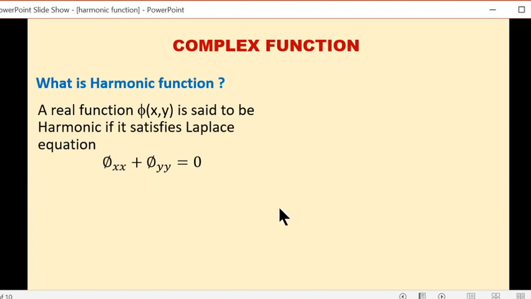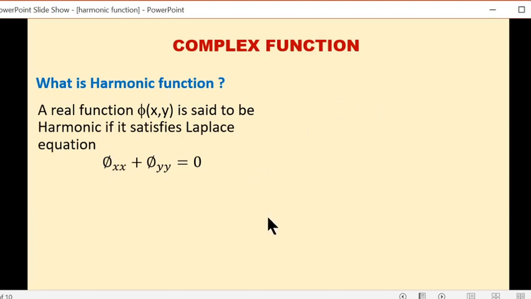This Laplace equation is in which form? How many forms do we have? When we are talking about complex functions, there are two forms. Correct. Which are those two forms? Cartesian and polar. Correct. Now this Laplace equation, in which form is it? Cartesian form, because x and y variables are involved. So if the function is given in polar form, it will again be harmonic if it satisfies Laplace equation.